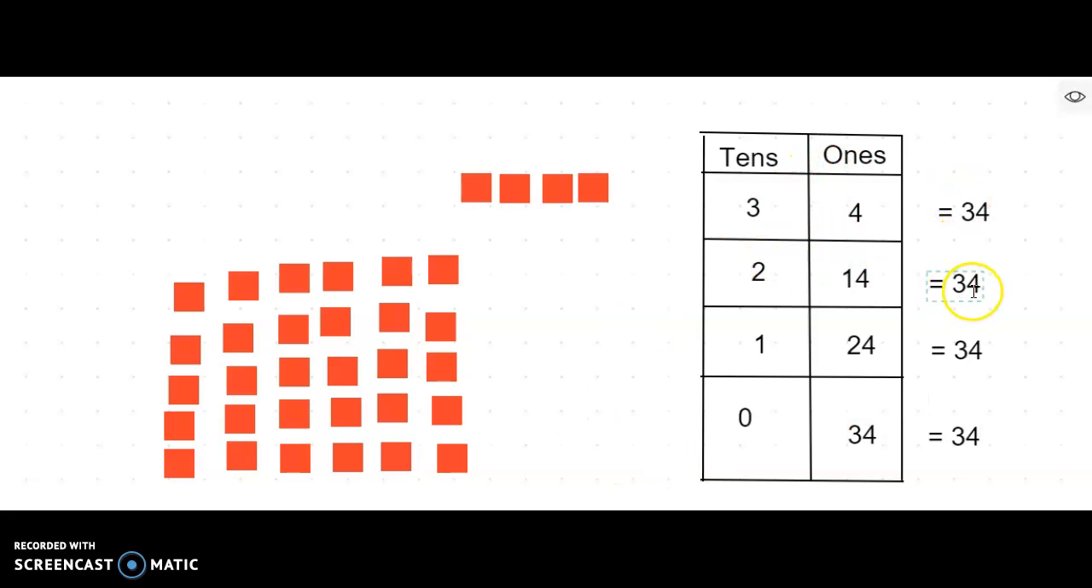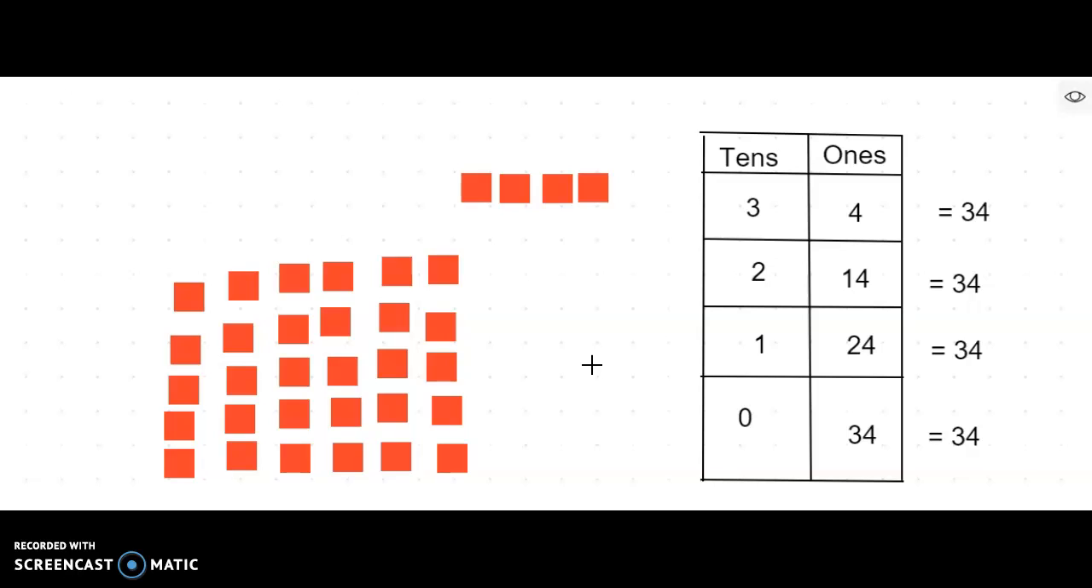So I know 3 10s and 4 ones can be 34. 2 10s and 14 ones can be 34. 1 10 and 24 ones can be 34. And 0 10s and 34 ones can be 34. So there are a few different ways I can represent a number. I can make as many groups of 10 as I can, or I can have some groups of 10 and some loose ones, or I can just have loose ones.